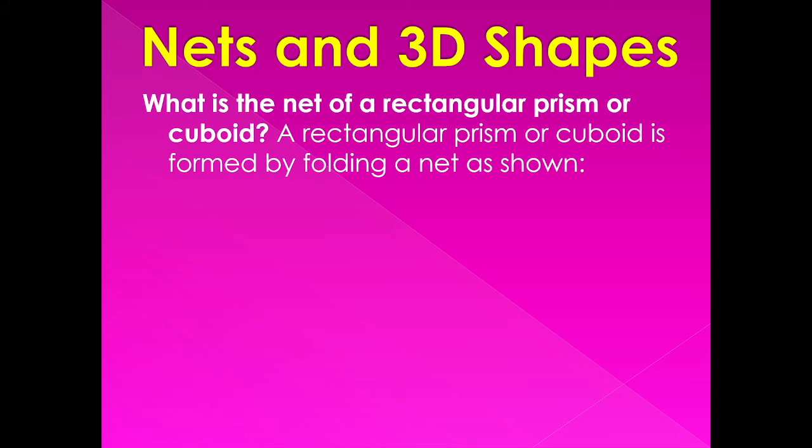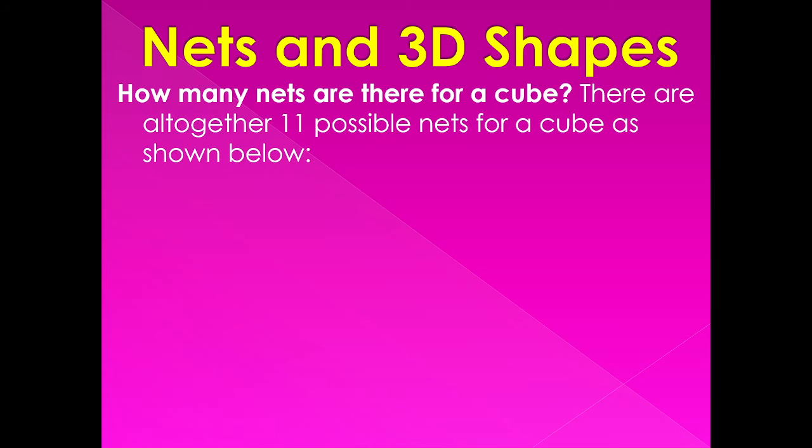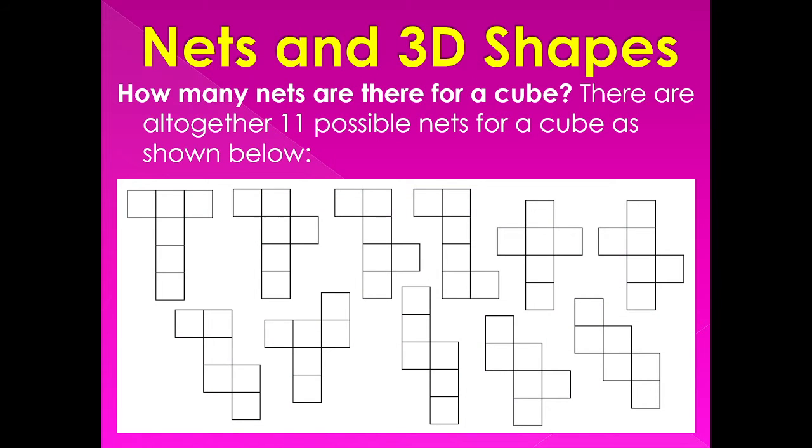What is the net of a rectangular prism or cuboid? The rectangular prism or cuboid is formed by folding this net. For example, if I measure using a ruler and construct this, and fold it, it forms the solid. At the same time, how many nets are there for a cube? There are altogether 11 possible nets. So, if you fold any of these, they are all nets of the cube.